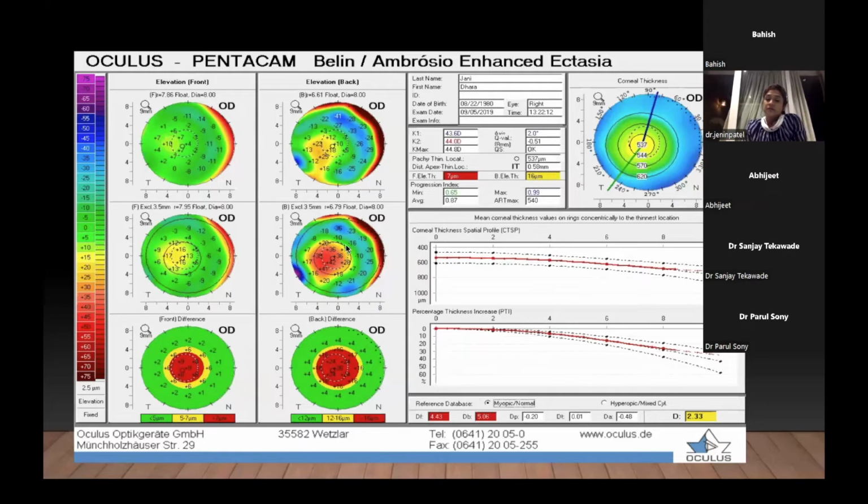Can I ask one question? Yeah. So you mentioned that elevation of back surface more than 15 microns is suspicious.